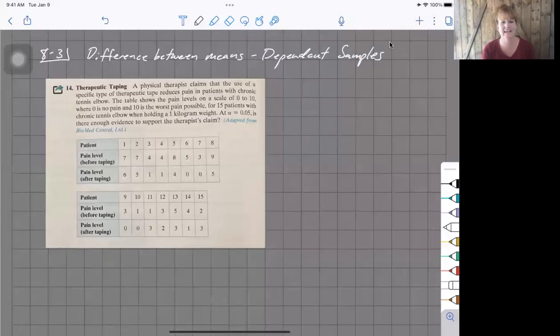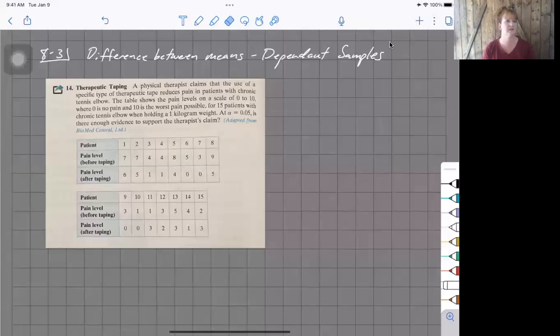Hello, today is 8-3. We are still looking at the difference between means, but today we're doing dependent samples. So if you remember our discussion in 8-1, independent samples are when there's two populations that you're comparing, and you take a sample from each of the populations to compare, and the samples are unrelated. A dependent sample is the same scenario, but you are taking a sample that is related.